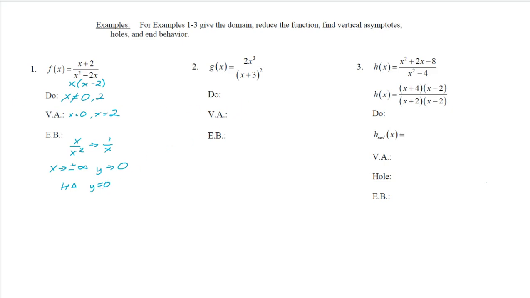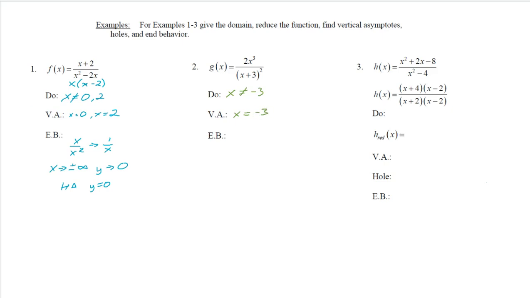If we go to the next one, number 2, again, it's a little bit different, but it's still a rational function. We're going to look at our domain. We're going to find the places where it cannot be used. And in this case, it's the denominator. So x cannot equal negative 3. We also have a vertical asymptote at negative 3 because there is no common factor between the numerator and denominator. So we can look at this and identify our vertical asymptote at x equals negative 3.